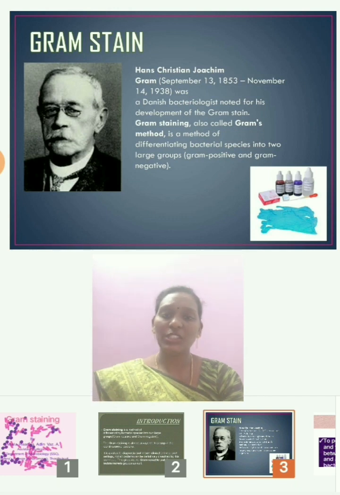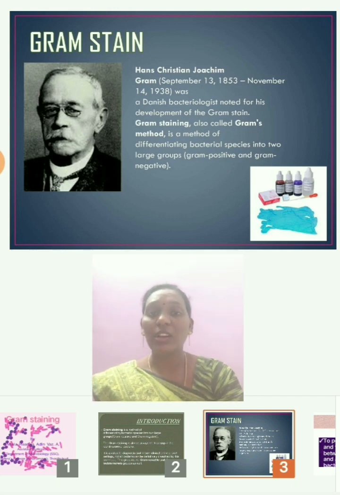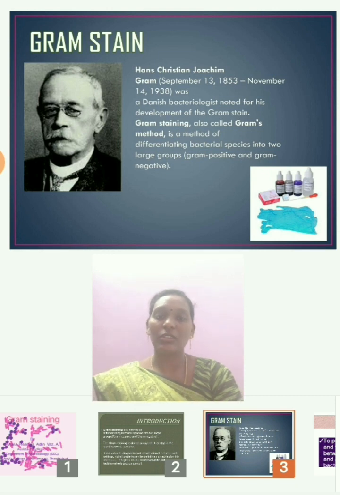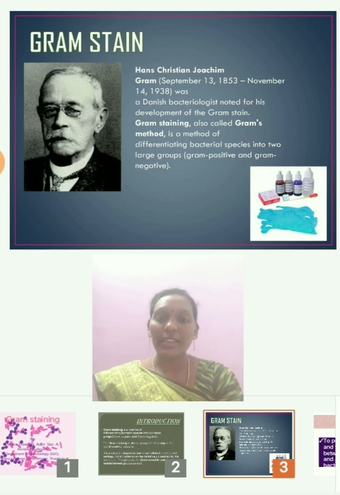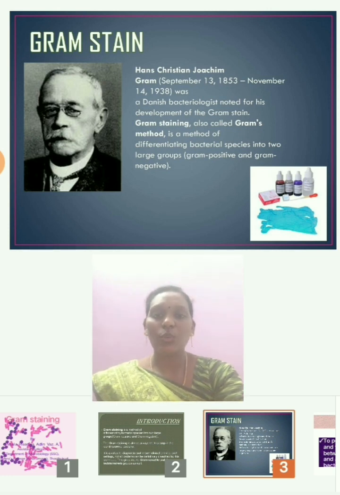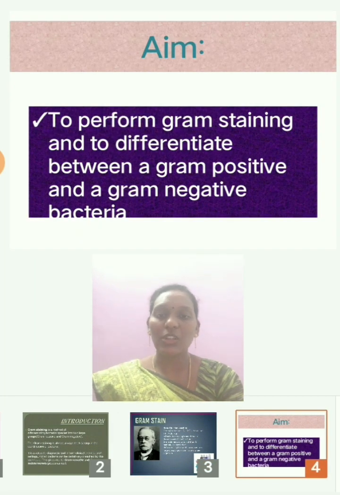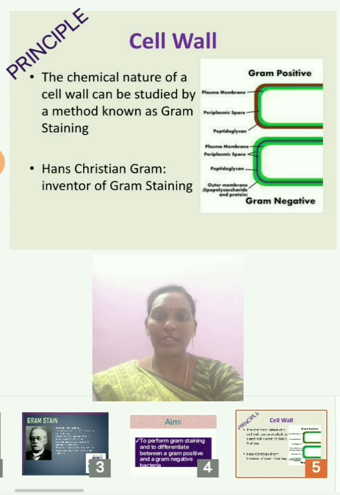So, the invention of gram staining: the inventor was Hans Christian Joachim Gram, a Danish bacteriologist. He developed this technique to differentiate gram positive and gram negative bacteria, and the technique was named after him as gram staining. Okay, so the aim of this staining method is to differentiate between a gram positive and a gram negative bacteria.